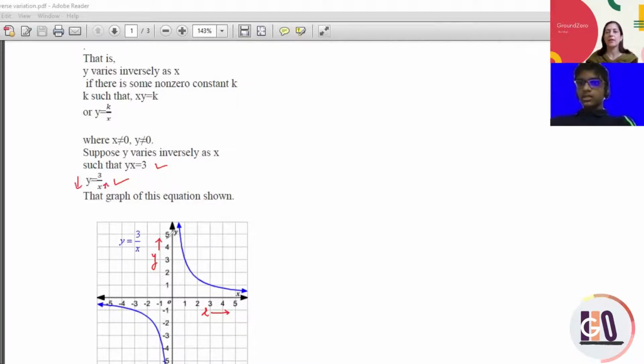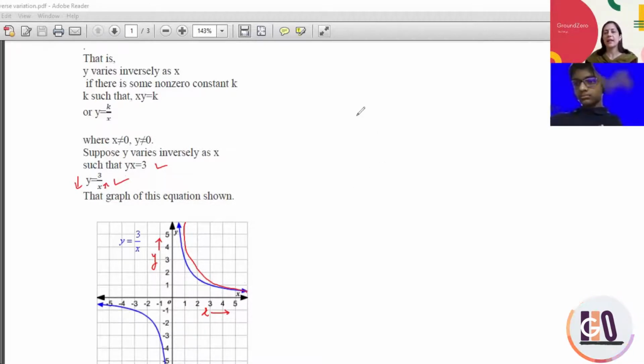If x is increasing, what will happen to y? It will decrease. So obviously when x is increasing, the y variable is decreasing. Similarly, I have drawn for both cases: when x is negative also, y will decrease. So x can have a positive value, for which I have drawn this graph, and if x has a negative value, I have drawn this graph.